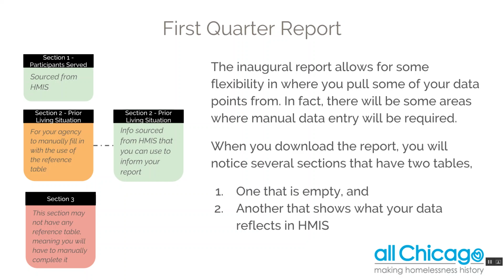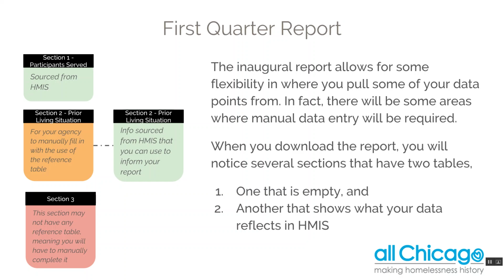Now let's talk a little bit about the first quarter report. The inaugural report allows a lot of flexibility in where you pull data from. Every single report will be structured as such. If you look on the right-hand side, we have section 2, and section 2 has an orange section and a corresponding green section.